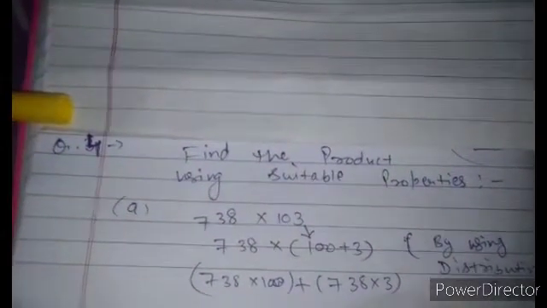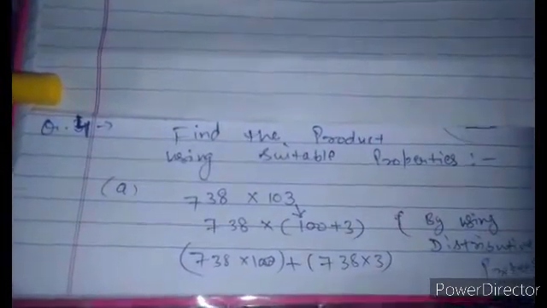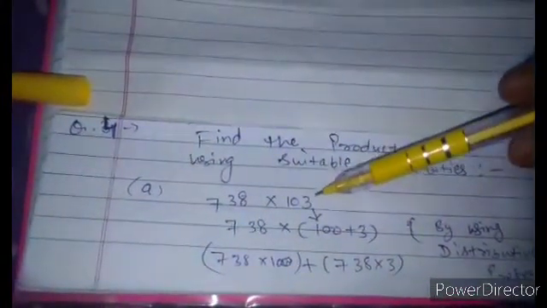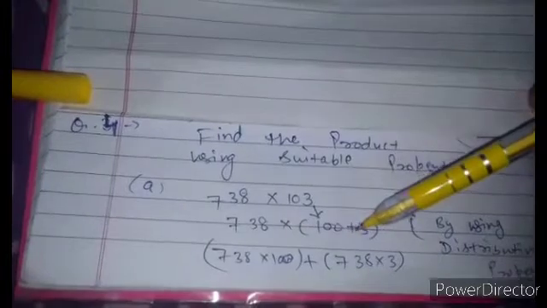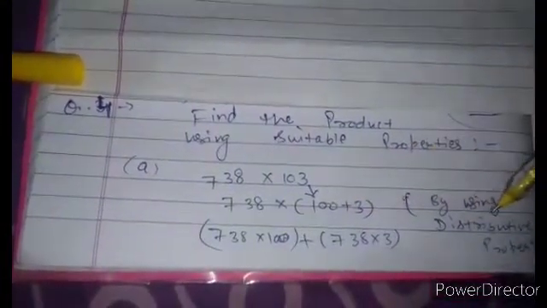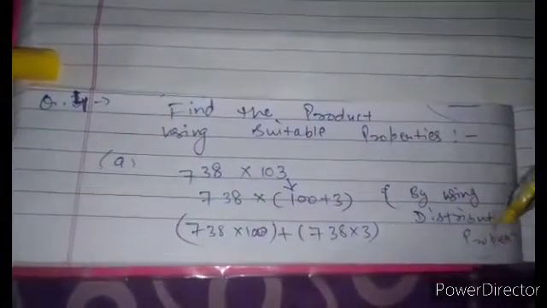Class 6 chapter 2, exercise 2.2, question 4. Find the product using suitable properties. Here we have to use the properties. 738 multiply 103. 103 we can write as 100 plus 3. This we have done in the distributive property. So here we can write by using the distributive property.